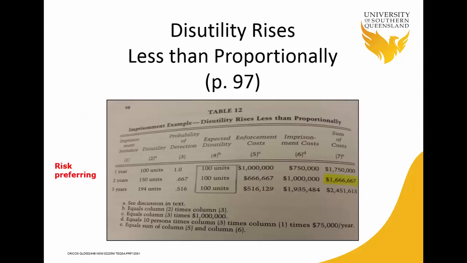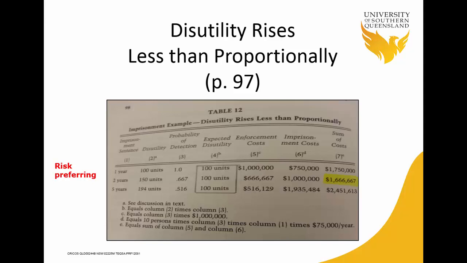What about if we say that the disutility rises less than proportionally? Now this is where you find someone who's risk preferring. Meaning what? Meaning the suffering from the sentence that you impose on them is going to diminish. It would have diminishing marginal returns, what we call, or if you think of it as saturation.